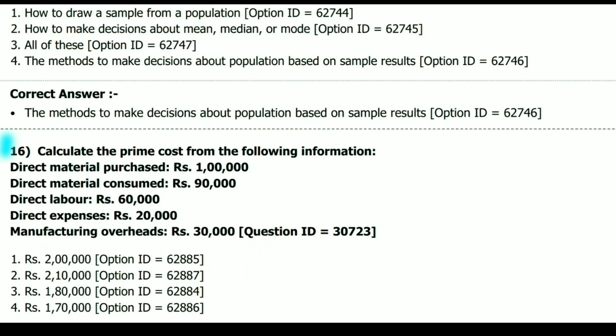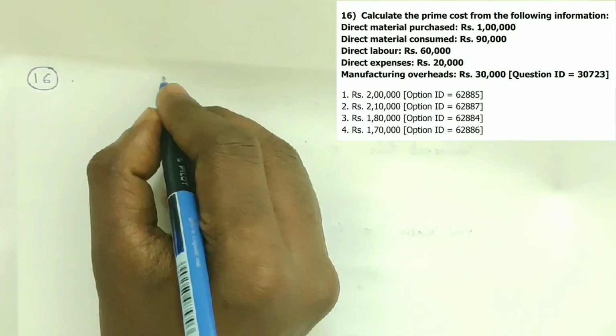Direct material purchased rupees 1 lakh, direct material consumed rupees 90,000, direct labor rupees 60,000, direct expenses rupees 20,000, manufacturing overhead rupees 30,000. Options: rupees 2 lakh, rupees 2 lakh 10,000, rupees 1 lakh 80,000, rupees 1 lakh 70,000.